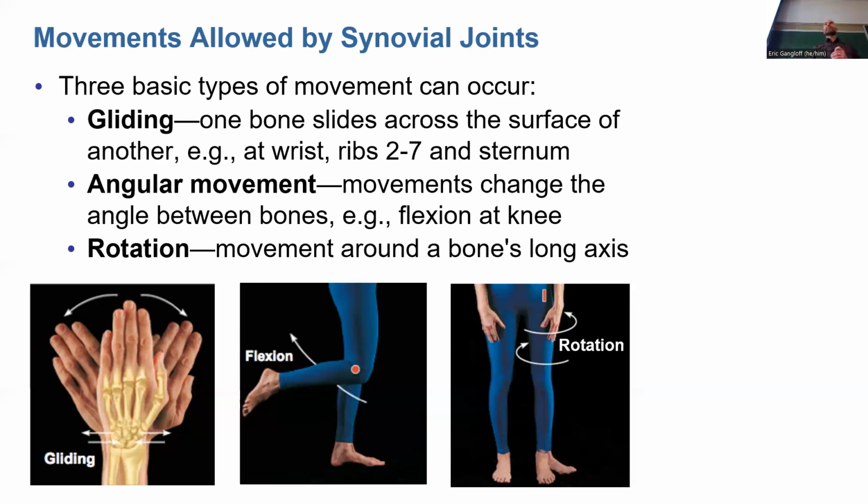We have angular movement, which is probably what you most commonly think of. And this is when technically the movement changes the angle between bones. So this is something like flexion at the knee, flexion at the elbow, flexion of the phalanges, where you're moving one bone in relation to the other across a single plane. And finally, we have rotation, which is just what it sounds like. You're moving a bone around its long axis. So you can rotate your hip joint, for example. If I turn my foot medially or laterally, you can rotate your shoulder joint, rotate your wrist.